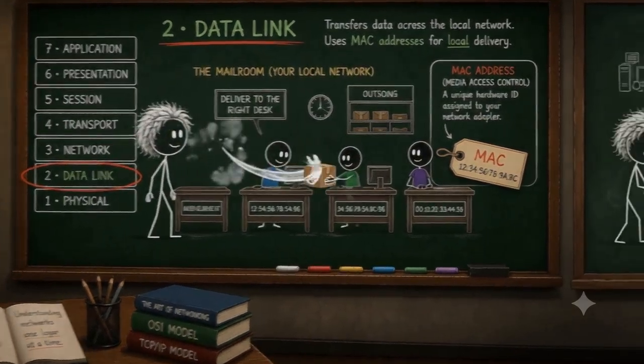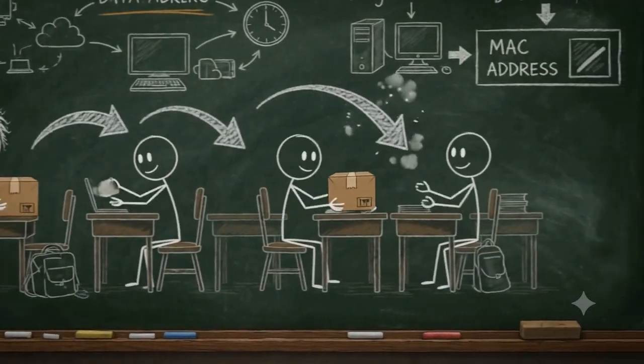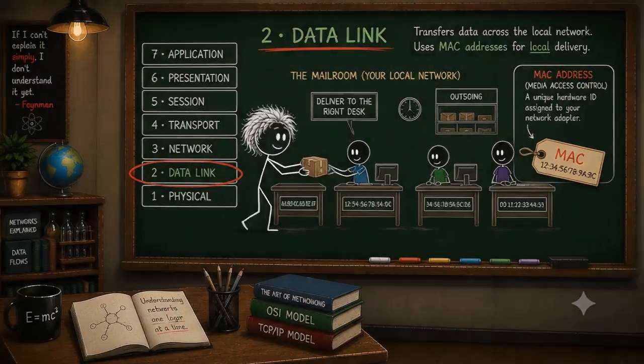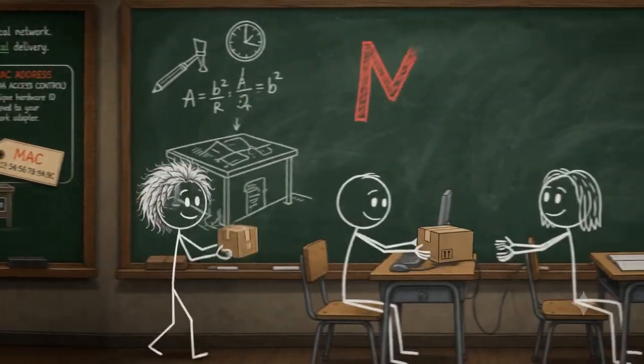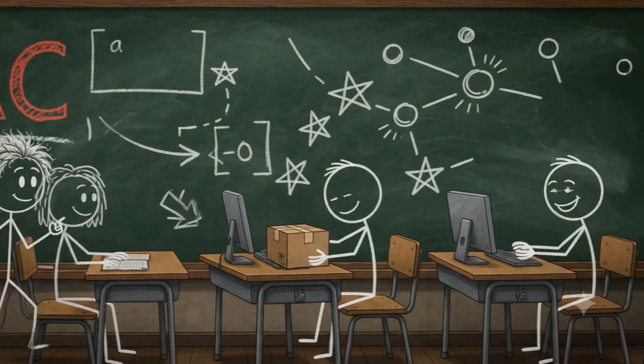Layer 2, the data link layer. This is the local handoff. Inside one network, devices find each other using something called a MAC address, the physical built-in hardware ID of a device. Picture the mailroom on each floor, handing the package to the exact right desk.